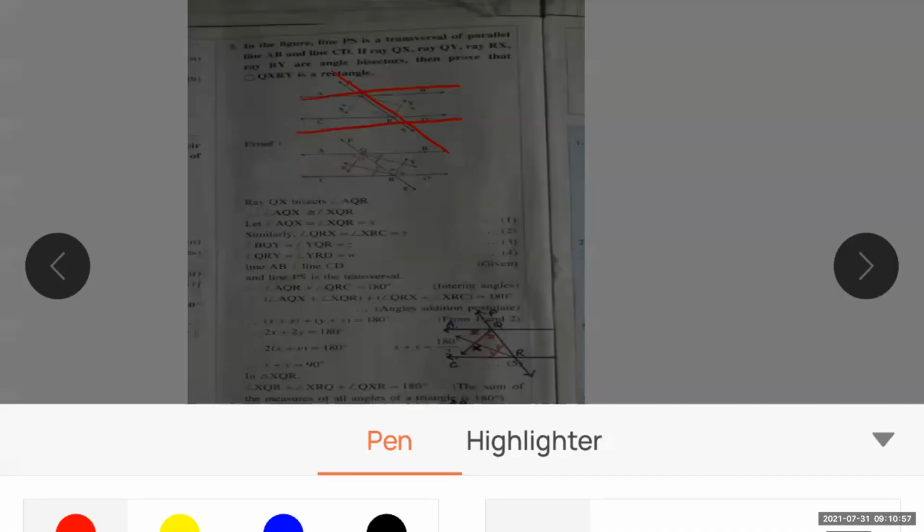RY are angle bisectors. Here you can see in the diagram.